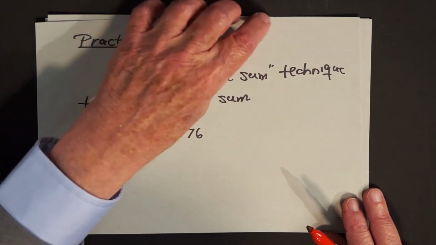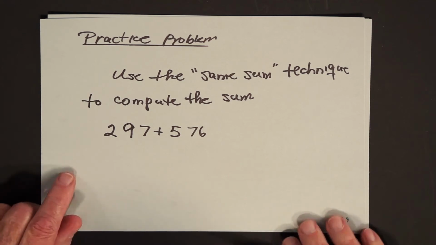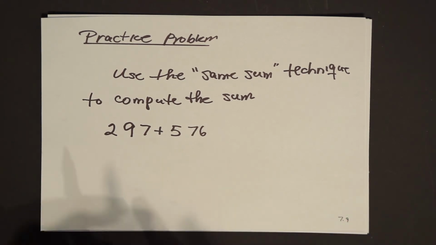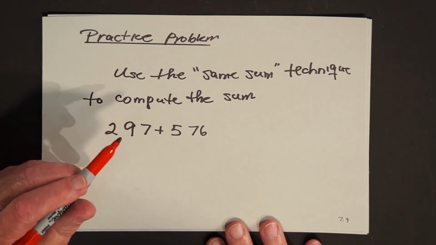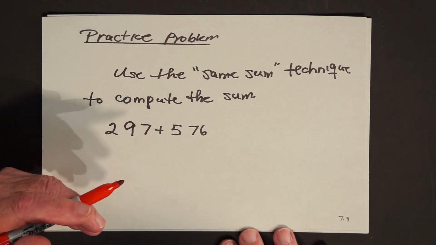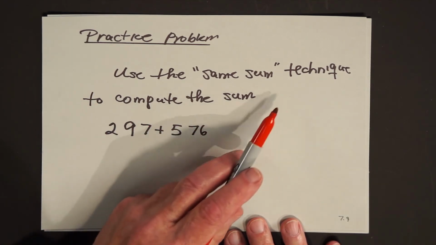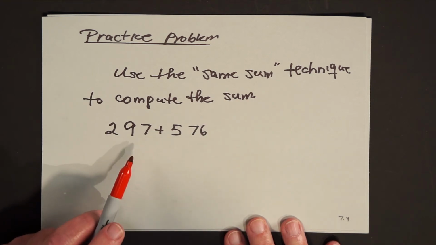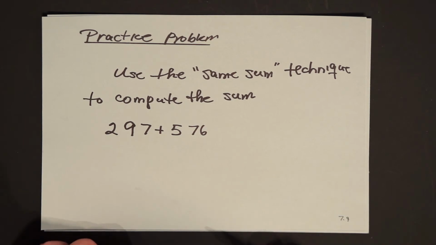So with that in mind, let's turn our attention to the practice problem. And I remind you again, you pause the tape as you look at the practice problem, do the problem. After you do the problem, then you resume the video and look to see what my solution was and what comments, if any, I make about the solution. So here's the practice problem. It says, use the same sum technique to compute the sum 297 plus 576.